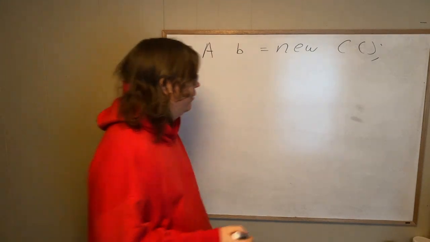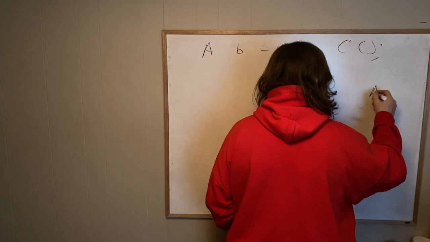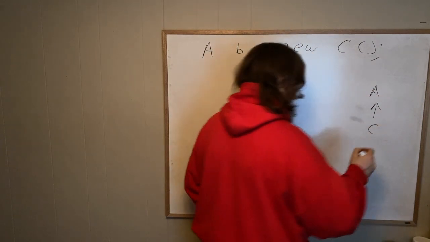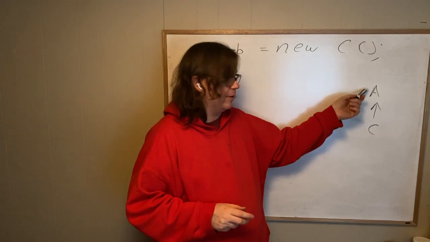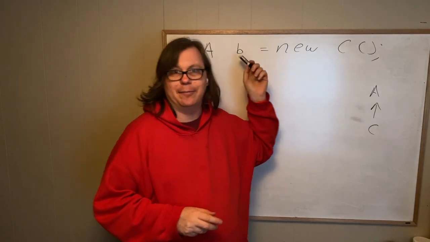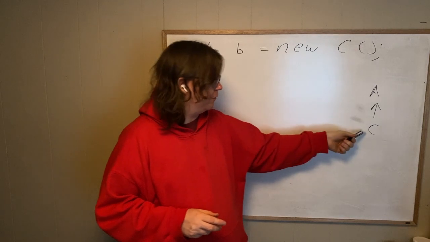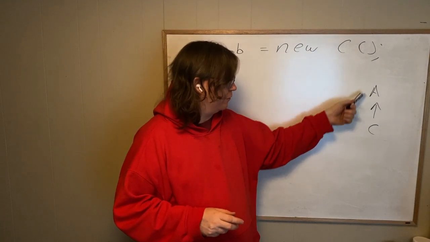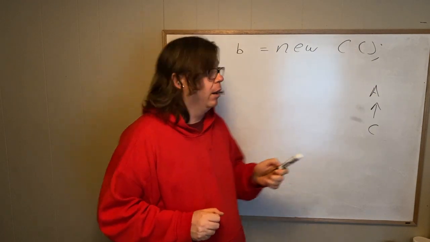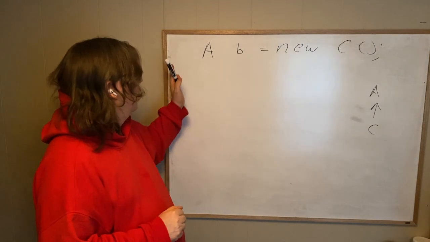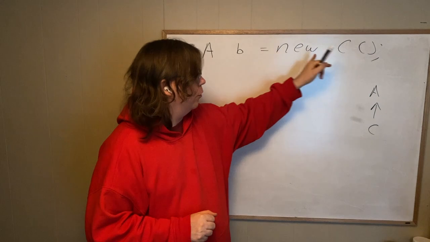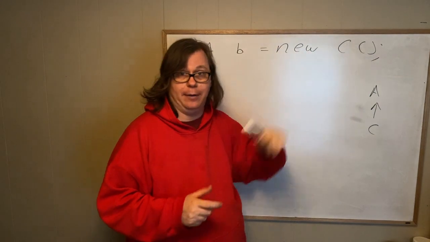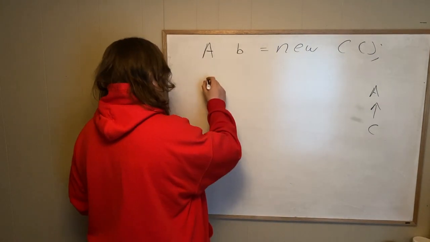So if we were to draw this hierarchy, we'd have A up here and C down here. Since C has to extend or implement A, A can't be a final class, right? Because if A is final, C can't be a child of it. So that's important to know. So we know the hierarchy, we can draw the hierarchy, and we know what types A and C can be. What if we had something like this, though?